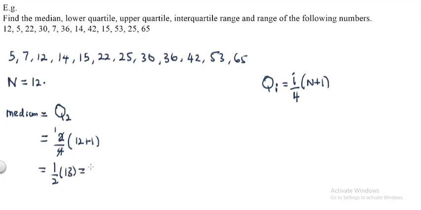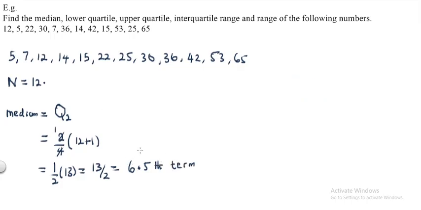This is now equal to 13 over 2. 13 over 2 is 6.5. So we are looking at the 6.5th term. Since we are looking at the 6.5th term, our median, which is also equal to our second quartile, is equal to the 6th term plus 0.5.